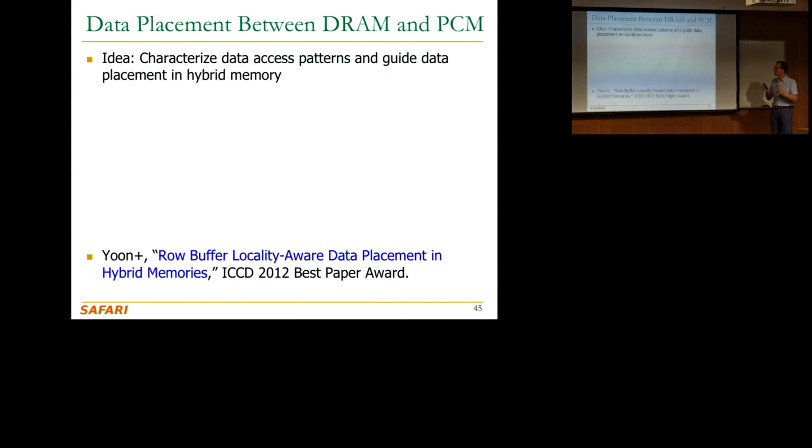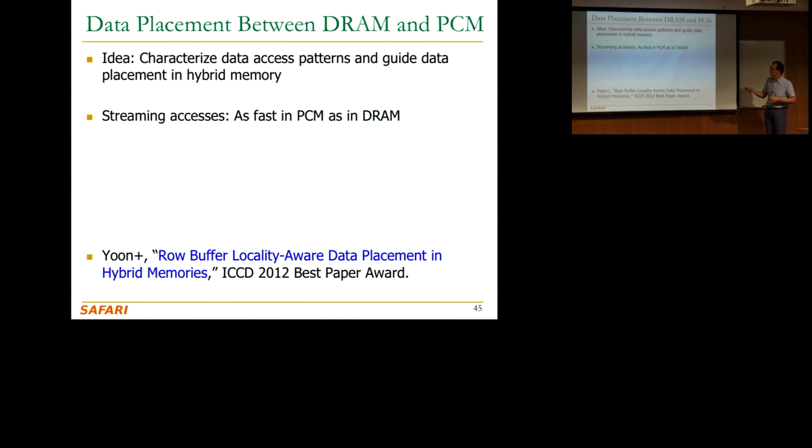So I'm going to give you a couple of ideas. This is something that we have looked at. Basically, if you can characterize your access patterns and guide data placement in hybrid memory, you can do better. The realization is that if you're doing streaming from memory, you can actually do it as fast in PCM as in DRAM. Because usually memories work by buffering things inside a row buffer, let's say. And you're streaming through that row buffer. And you're prefetching internally also. You can design your memories to prefetch internally as well. So streaming accesses are easier to handle in cheap technology, similar to expensive technology.